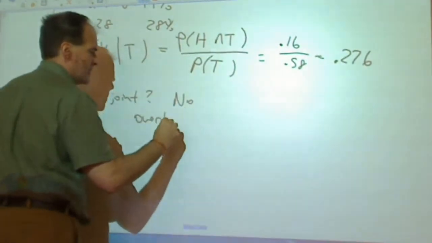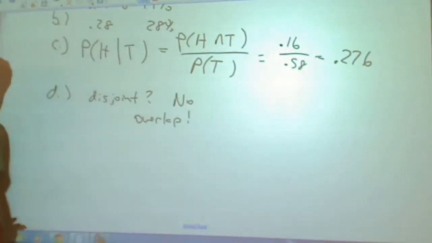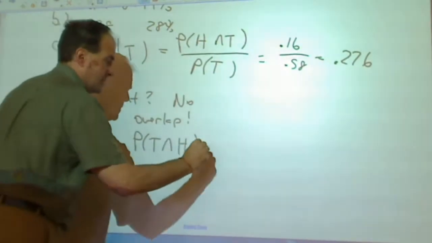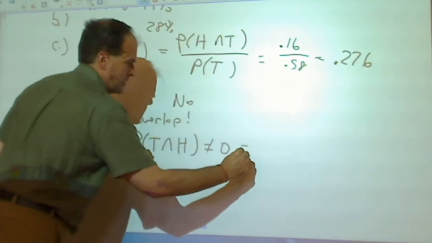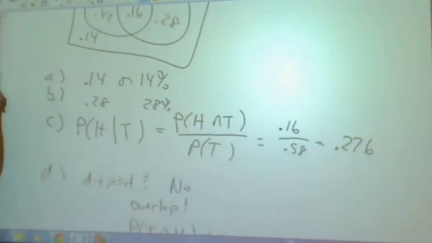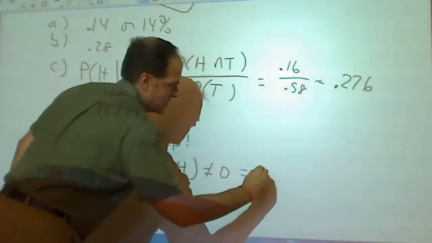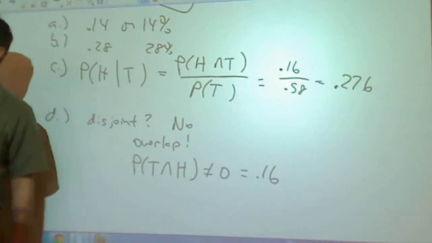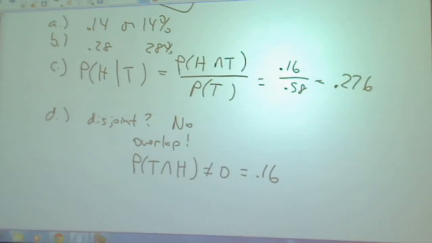I'd accept a couple things. I'd accept just saying there's overlap. I'd accept you saying that means the intersection is not 0, because it's 0.16. So this is the definition of disjoint: their intersection is 0, and it's clearly not. Okay. When you say they overlap, that's still cool enough? Yeah, overlap's fine. Okay, number 3.